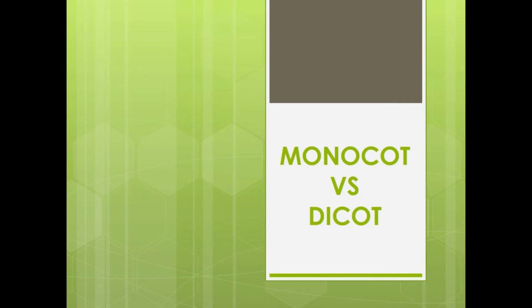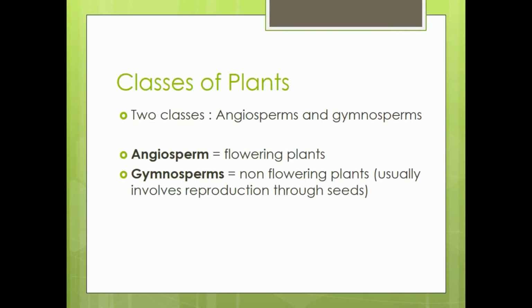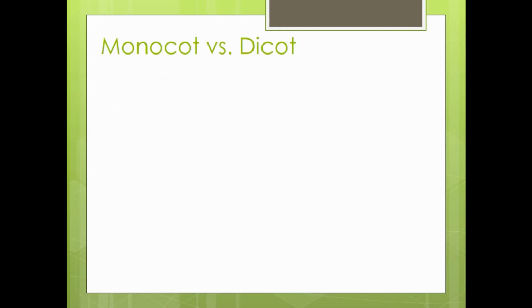Monocot versus dicot. There are two classes of plants, the angiosperms and the gymnosperms. Before we really get into them, the angiosperms are all the flowering plants, and the gymnosperms are the non-flowering plants. What does that mean? Flowering plants means like fruits and flowers. Gymnosperms, non-flowering plants, mean like pine cones, Christmas trees, pine trees.